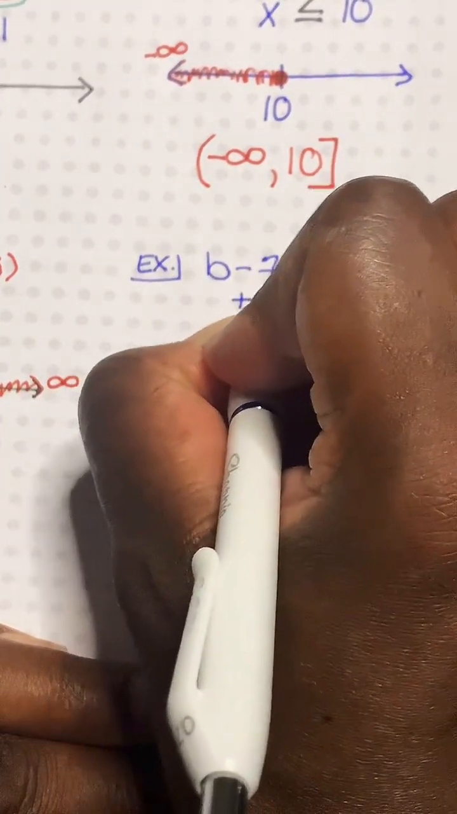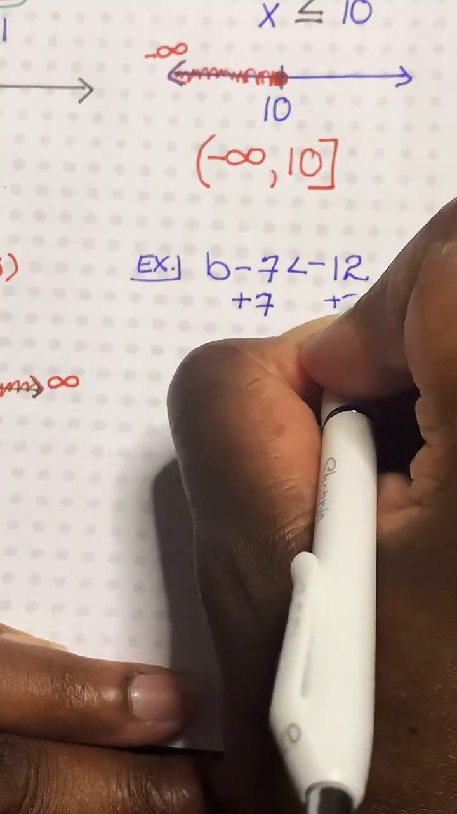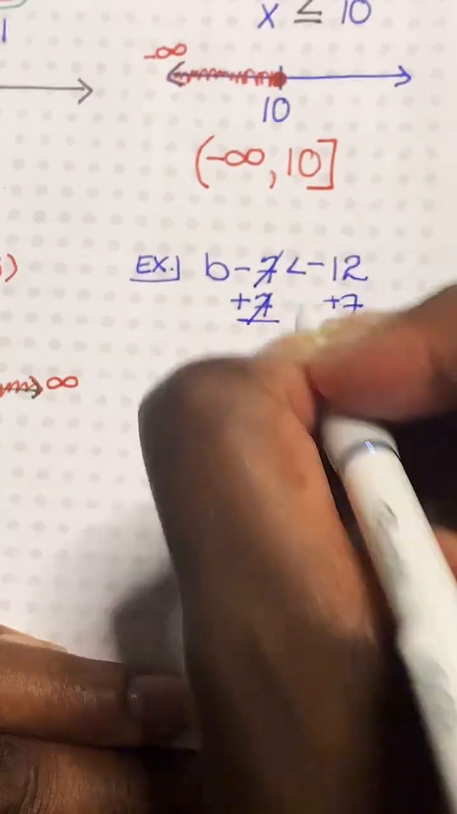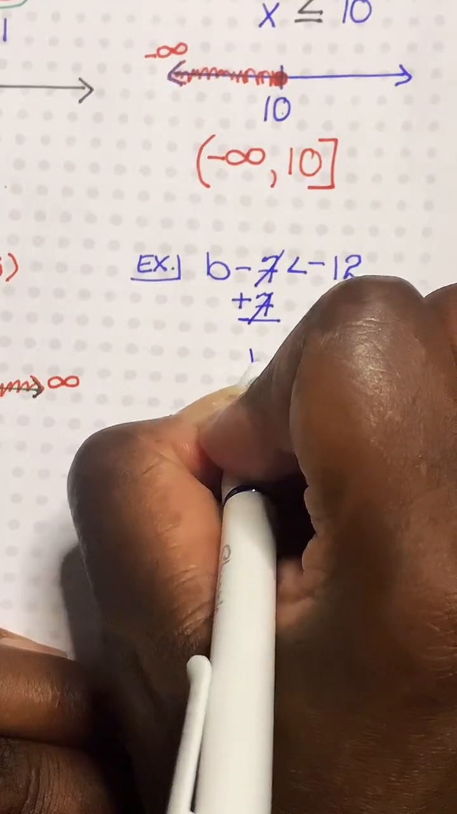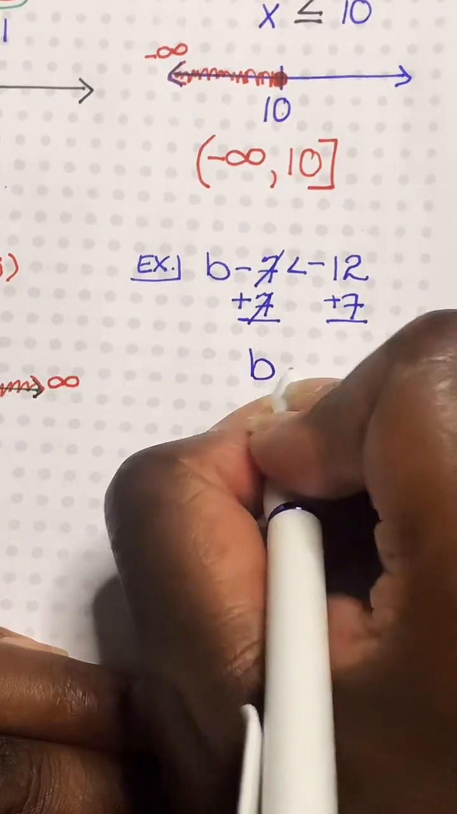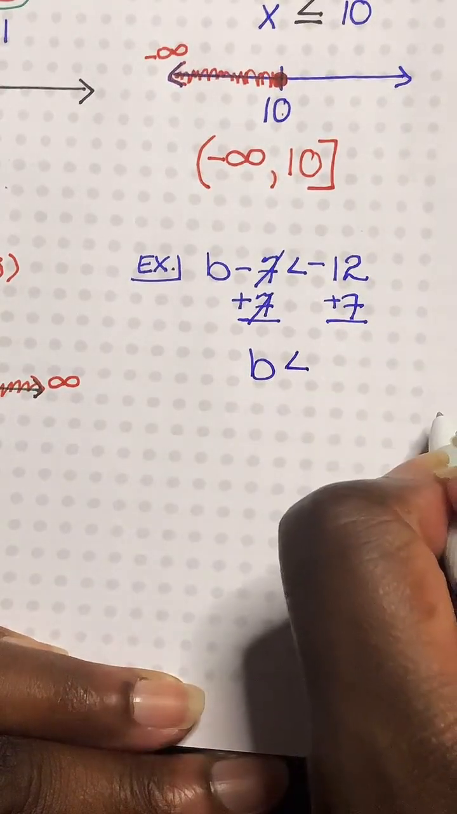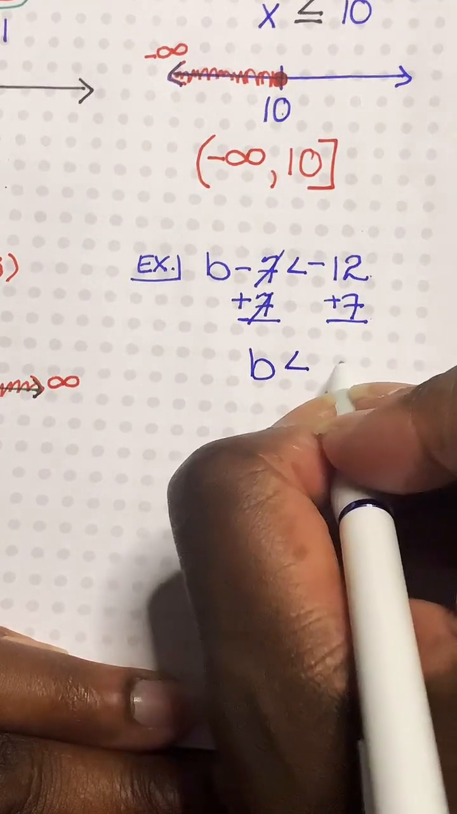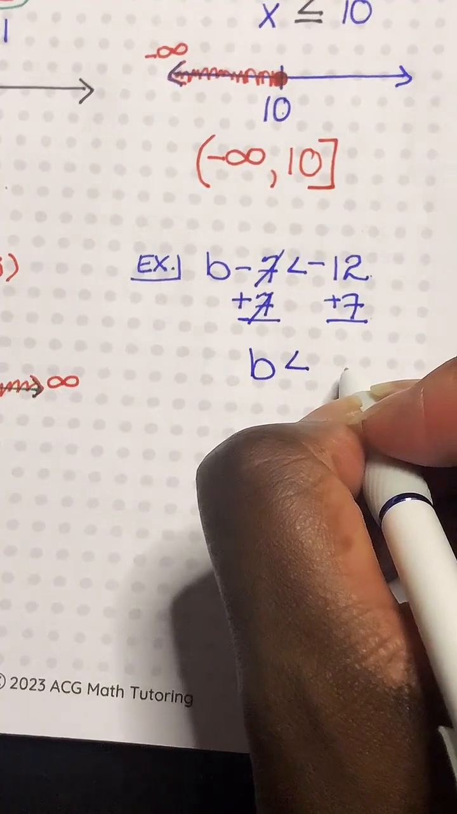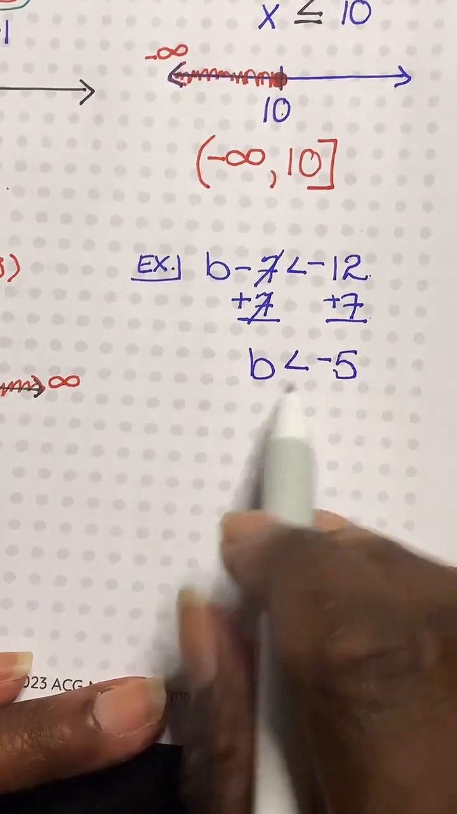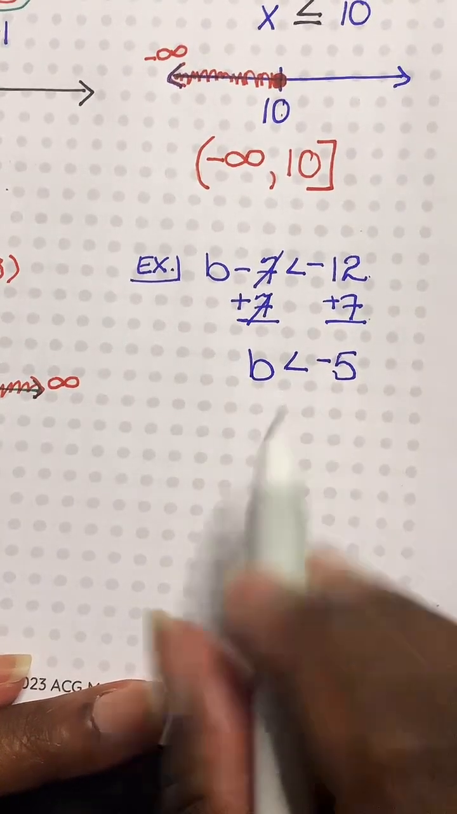Agreed. Awesome. Because what we did was we add 7 on both sides. So negative 7 plus 7 will cancel out. Then we have our b. Now, since we added, we do not change the direction of the inequality sign. Although we have a negative 12 plus 7, that's combining. That's not multiplying or dividing. So we do not change our inequality symbol.